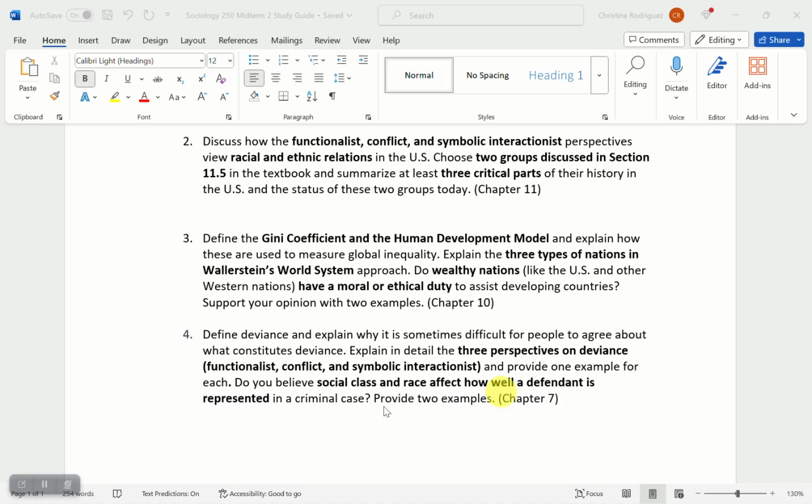Do you believe social class and race affect how well a defendant is represented in a criminal case? Provide two examples. All right, again, that's just your opinion, but I want you to support your opinion with two examples.